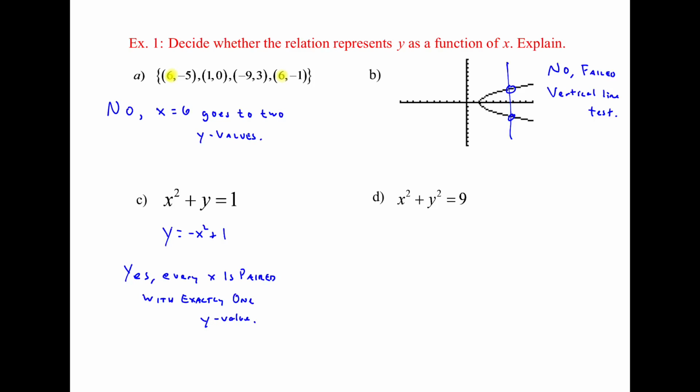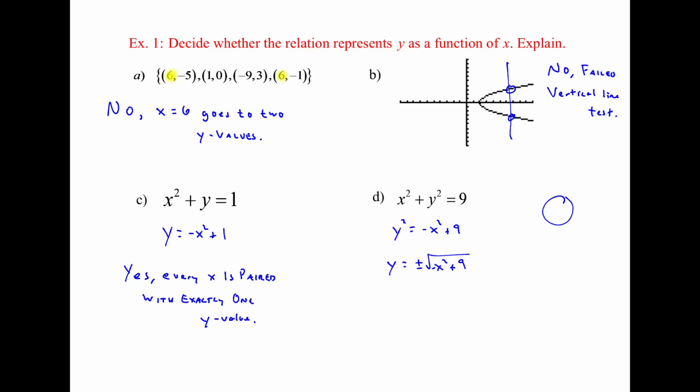All right, and then on D, we have x squared plus y squared equals 9. Once again, this might be one that you recognize, and if you do recognize, it is a circle. And so that kind of answers your question as to whether it's a function or not. If you didn't know what that is, you could solve for y. You'd have to subtract the x squared and then square root. So you get y equals plus or minus the square root of negative x squared plus 9.